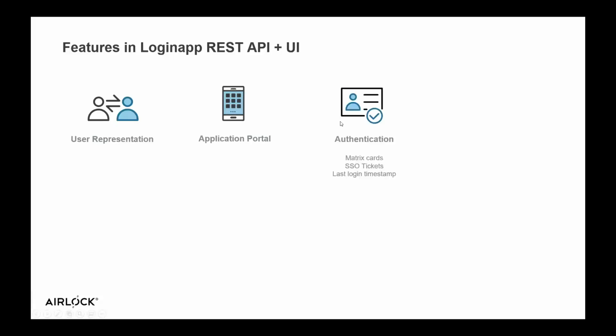The application portal is now included. We have already with 7.5 additions in the authentication like matrix cards, SSO tickets, last login timestamps. If you're using OAuth or OpenID Connect, you can now create the client with a flow. So you can create flows using the OAuth client and the relying party if you're using OpenID Connect.